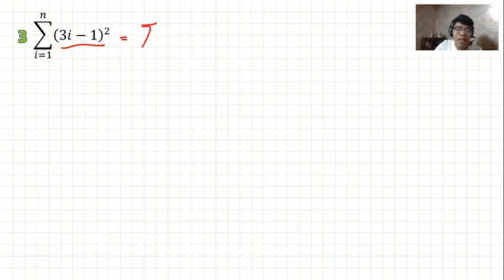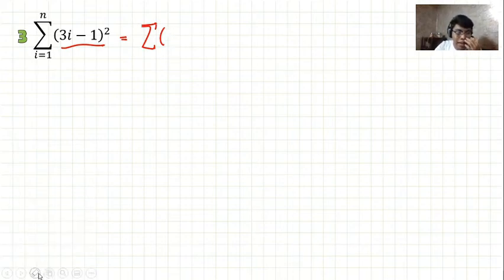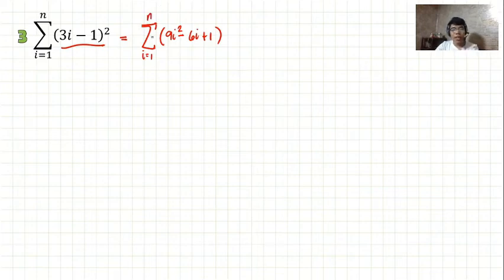So, expanding that one, you will have summation of the expansion will be, okay, that's wrong. That should be 9i squared. So you have 9i squared minus 6i plus 1. This is the expansion. i is from 1 to n. Okay, so our upper bound is n.